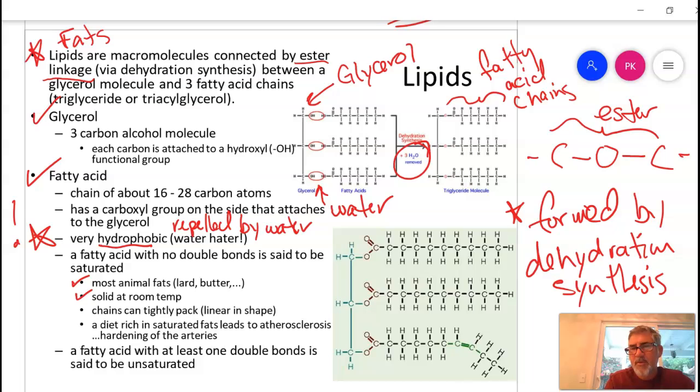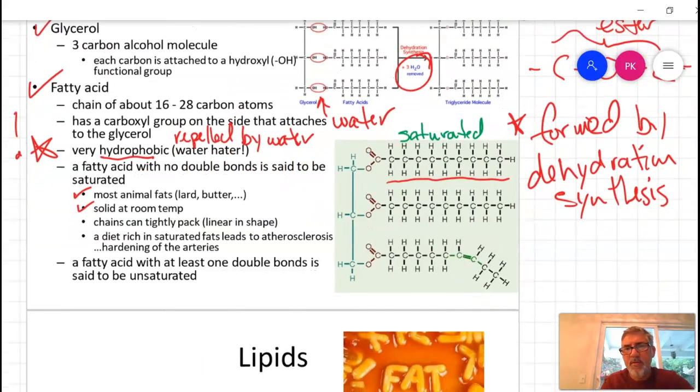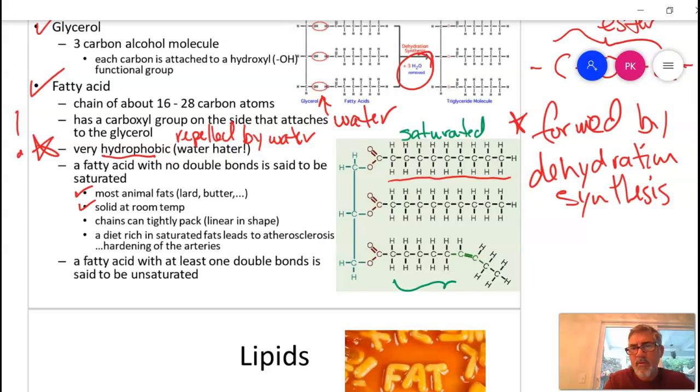But here's the thing. So here's my fatty acid here. If it has no double bonds, it's saturated. I'll use a different color for this. So if it has no double bonds, it's called saturated. So saturated means holding as many hydrogens as it could possibly hold, right? And over here, it's unsaturated.